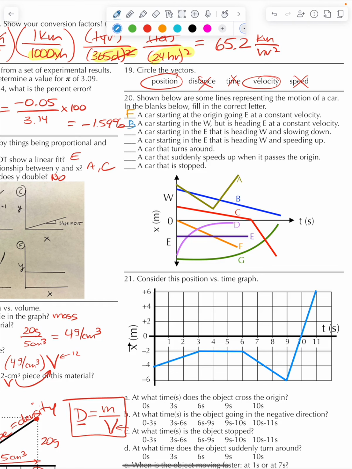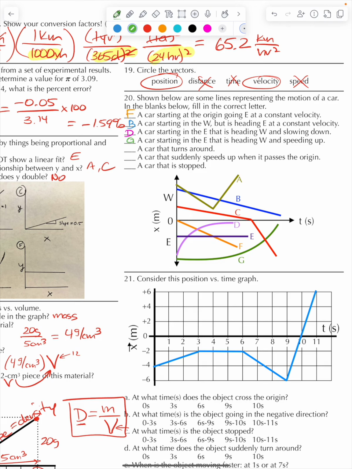Okay. A car starting in the east, so we only have 3 choices for that. That is heading west. Well, which one's heading west? Well, D and G are heading west, but let's see what it says. Slowing down, so it must be getting less steep. I don't know if I have it here. I don't care. I'm just going to save a little time. Let's call that purple. So that's going to be the D there. That's the one that's slowing down because it's getting less steep. A car in the east heading west, but speeding up. Well, that's the green one, G. I guess I color coordinated the letters.